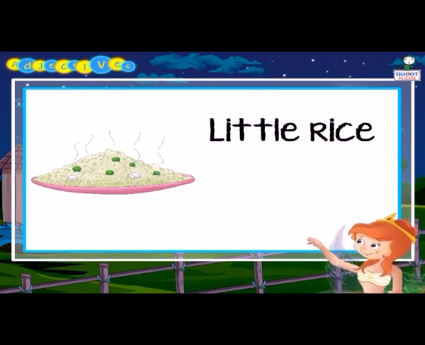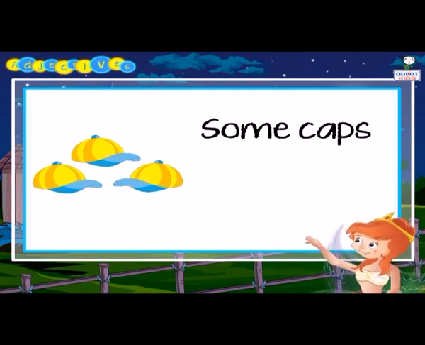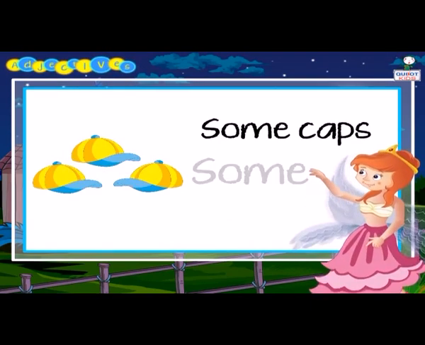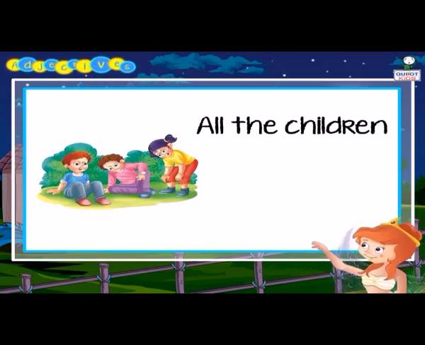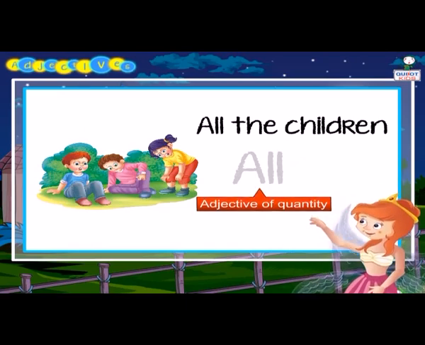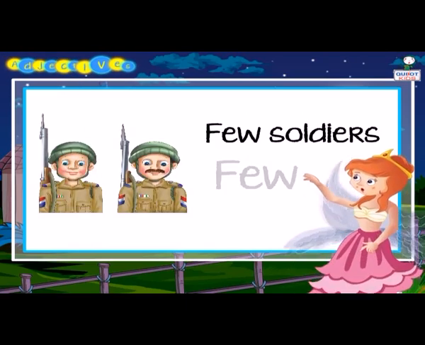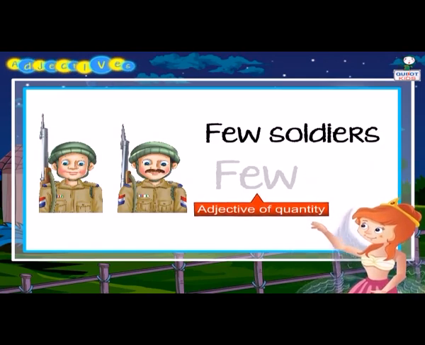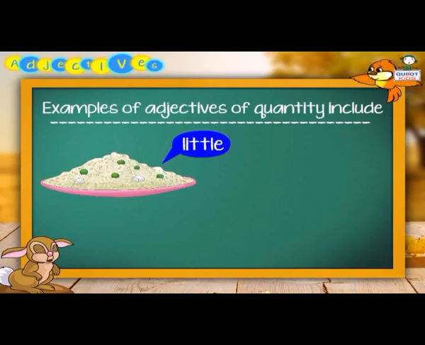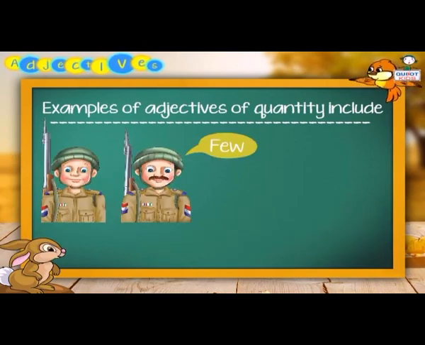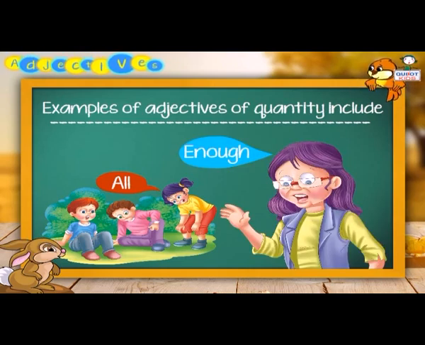Little rice. Little is adjective of quantity. Some caps. Some is adjective of quantity. All the children. All is adjective of quantity. Few soldiers. Few is adjective of quantity. Examples of adjective of quantity include little, some, few, many, all, enough, and the likes.